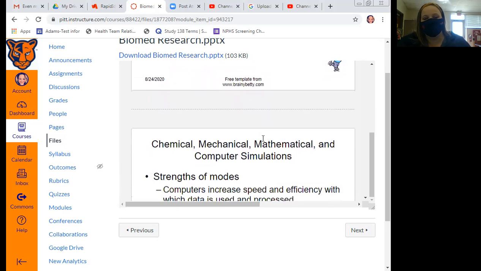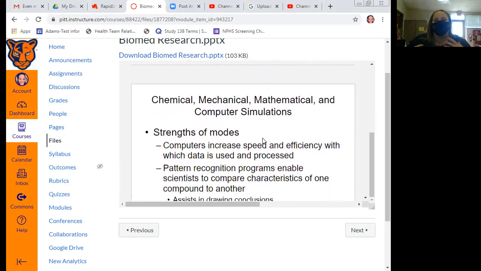All right, guys, so we're moving on to chemical, mechanical, mathematical, and computer simulations. I'm going to break this down for you because that's a whole bunch of words, okay? So obviously I'm not a scientist. However, I do know a teeny little bit about what they do. With chemical, mechanical, mathematical, and computer simulations, it's happening within a laboratory setting, but it's happening on a computer. It's happening with chemicals like substances, and it's not involving any living organism. Okay, there are no living organisms here.